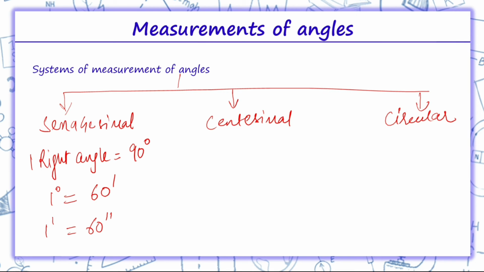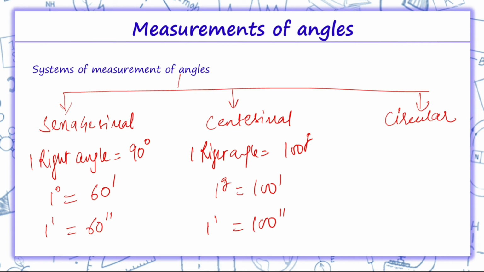Coming on to the centesimal system, one right angle is divided into 100 grades, which is denoted by G. Then 1 grade is divided into 100 minutes and 1 minute is divided into 100 seconds.